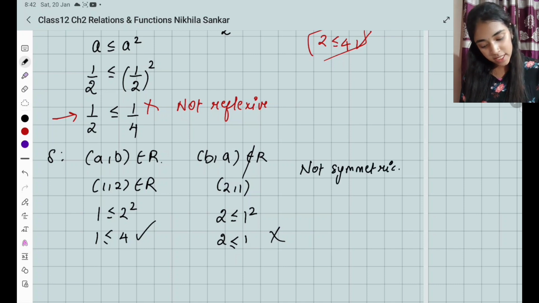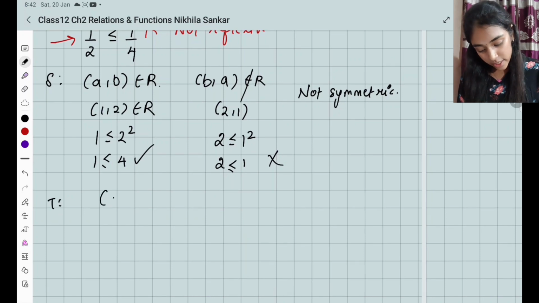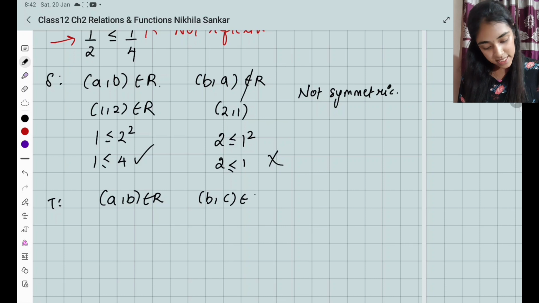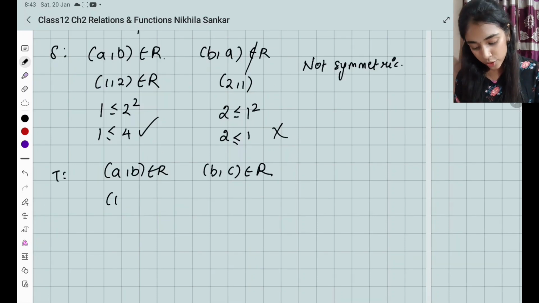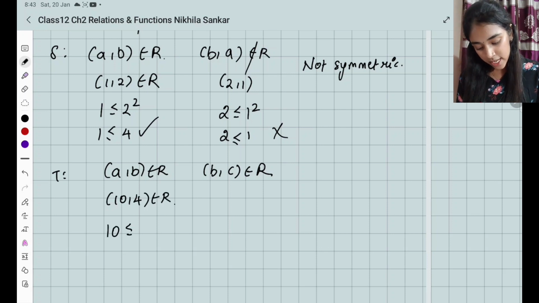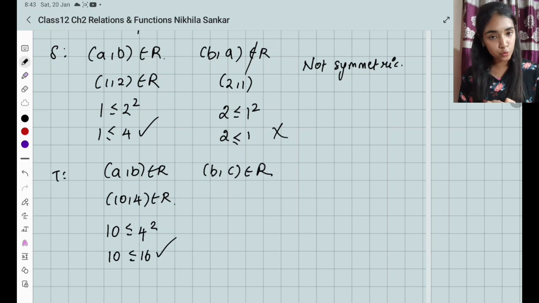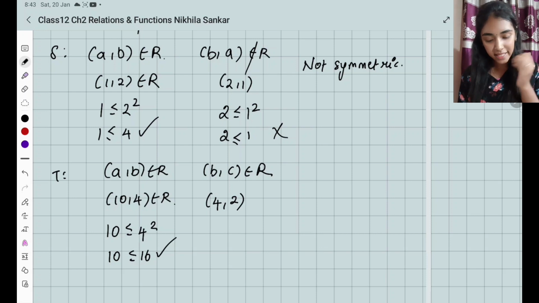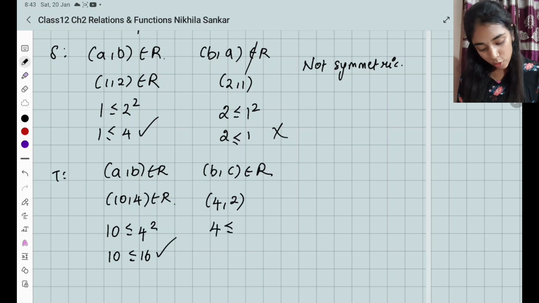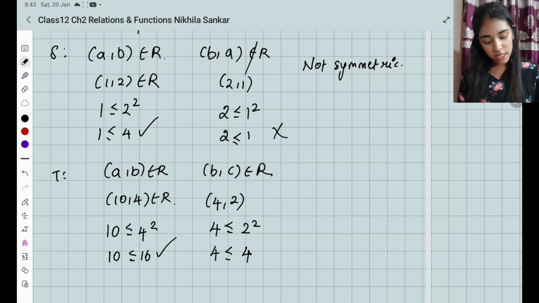Okay. Now last, transitive. If (a, b) belongs to R and (b, c) belongs to R. For cases like this we have to think tricky. How are we going to think? You have for example (10, 4) belongs to R. Now 10 less than or equal to 4 square, 10 less than or equal to 16. True. Since we took (10, 4), you have to take (4, 2). Okay, let's take this example. Now (4, 2) means 4 less than or equal to 2 square, which means 4 less than or equal to 4. So this is also true.